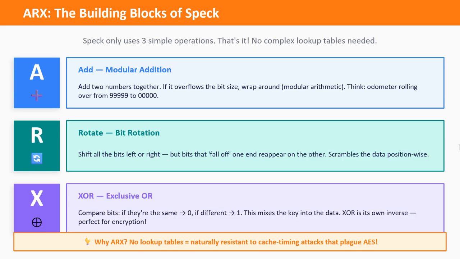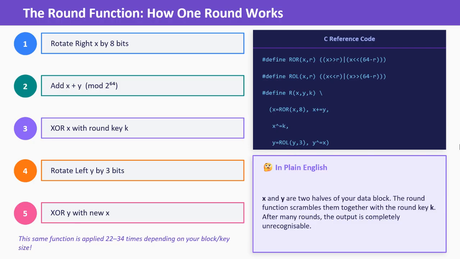Let's say you have a list of bits, 1 through 4. Then one goes to two, two goes to three, three goes to four, four goes to one. XOR is comparing the bits. If they're the same, then it's zero. If they're different, it's one, basic stuff. It mixes the key into the data and it's perfect for encryption. There are no lookup tables, so it's good against caching attacks, all that stuff.